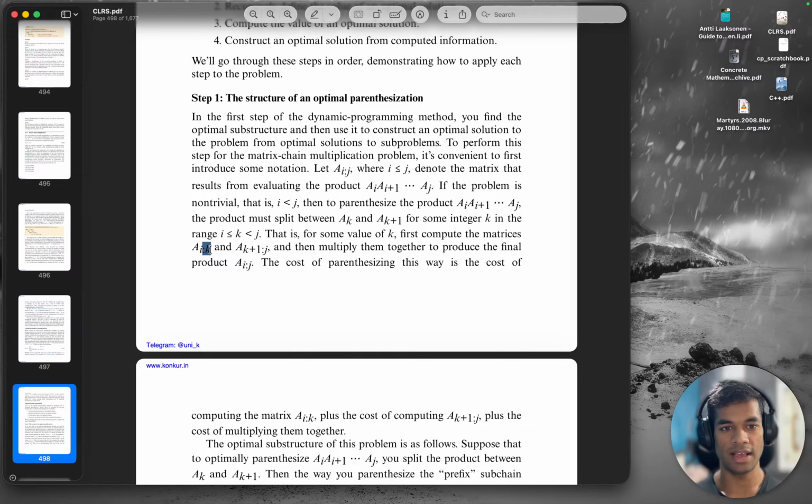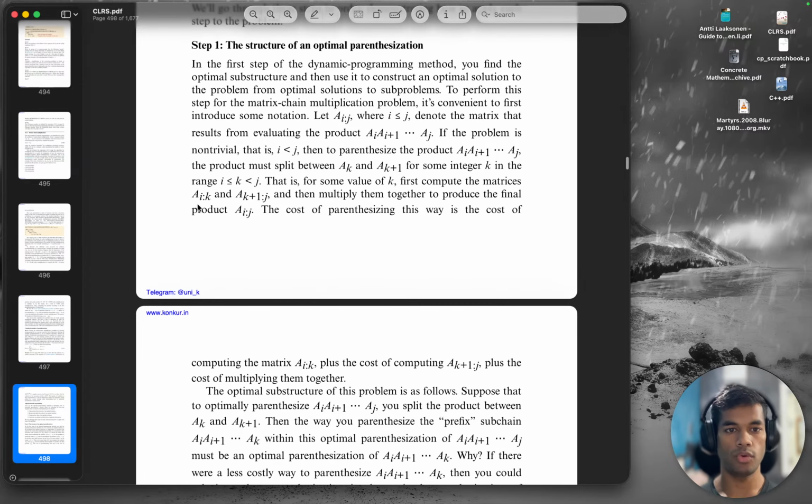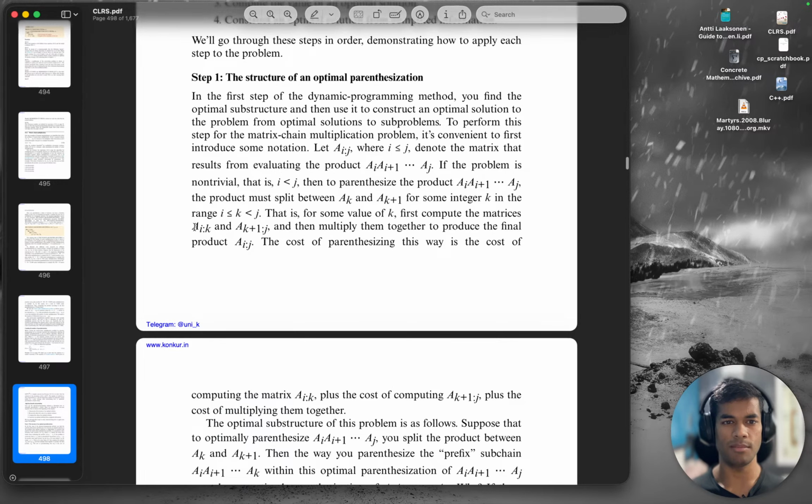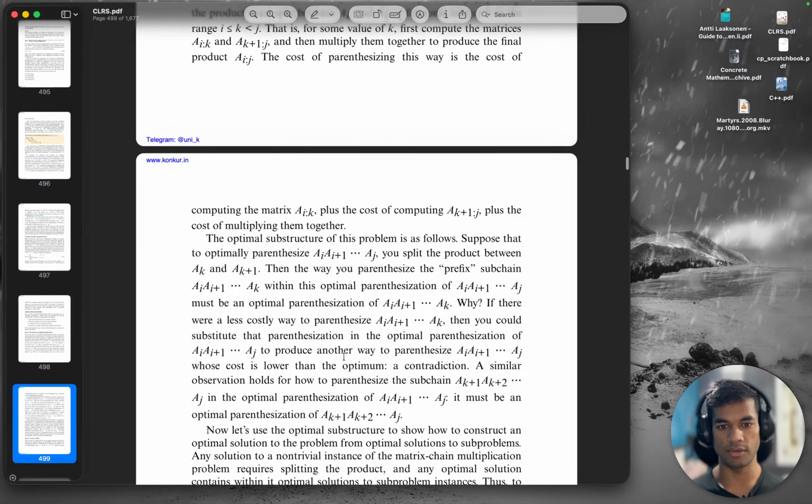We are taking k inclusively with the left part and k exclusively with the right part. We are not including k on the right part. Therefore, we are starting the right part from k plus 1. And then multiply them together to produce the final product, which is going to be v i minus 1 into vk into vj. Somewhere they must have written that also.